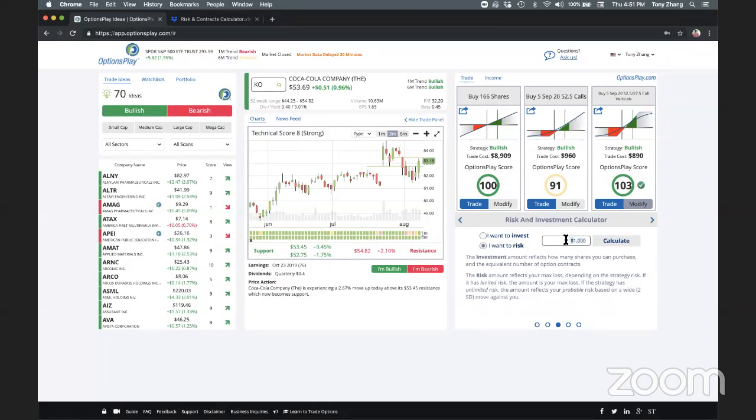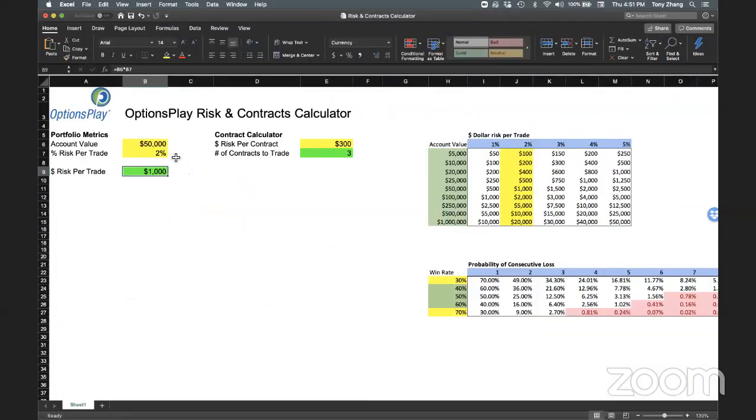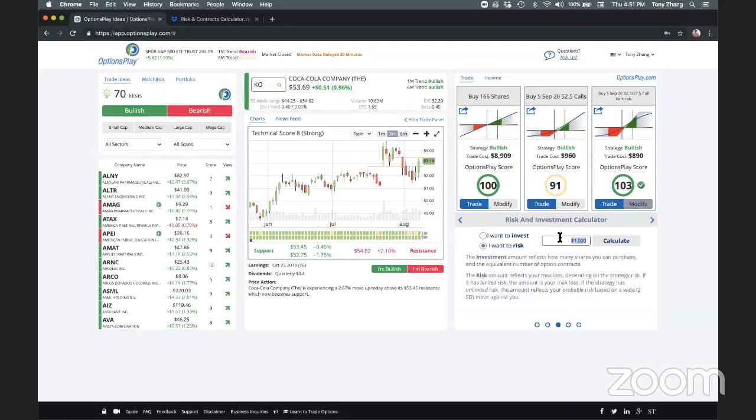Now, this number really should not change very often. It should only change as your account value grows or declines. So if, let's say, a couple of months later I deposit some money in my account and now I have $70,000 in my account, now I can risk $1,400. That's really the only time I want to change these numbers. So now I can trade 7 contracts.